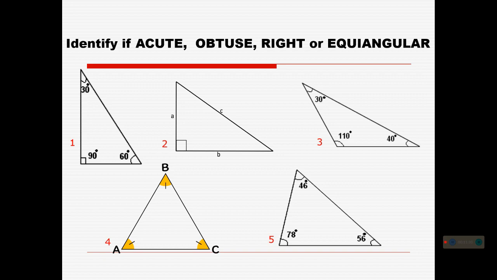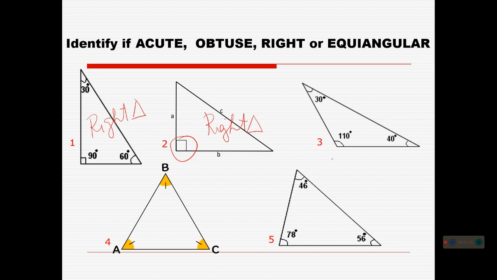Okay, so for number 1, what should it be? Correct. So this is a right triangle. Okay, so this is the symbol for triangle. How about number 2? As you have seen, even without the measure given, we have 90 degrees. So still, it is an example of a right triangle.